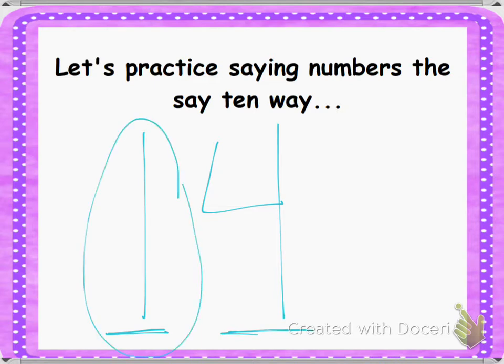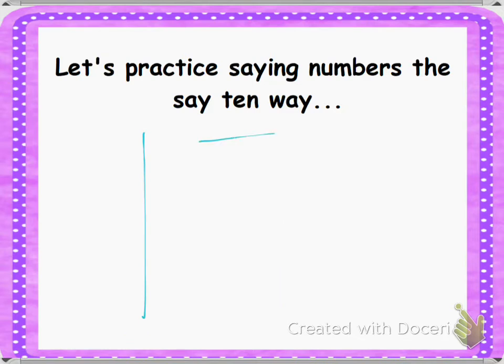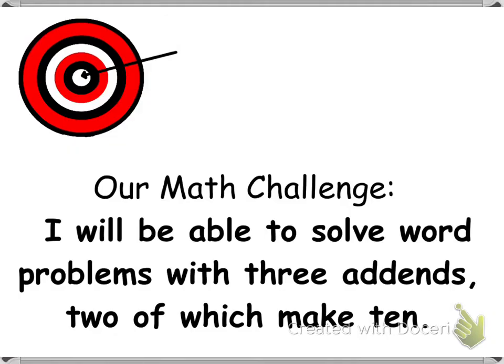This one right here is kind of like saying there's a 10. What about 17? 10, 7. Good. About 11? 10, 1. Good. What about 19? 10, 9. Good. What about 16? 10, 6. Good. Now, guys, today we're talking about being able to solve word problems with 3 add-ins.